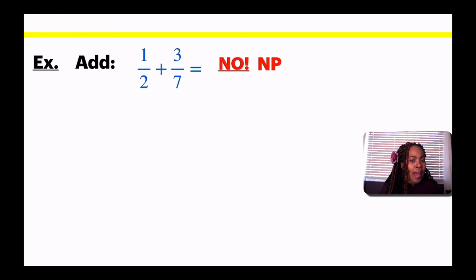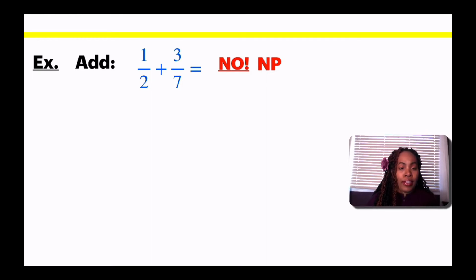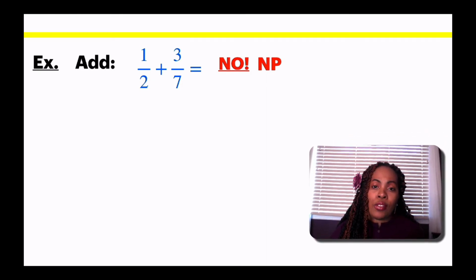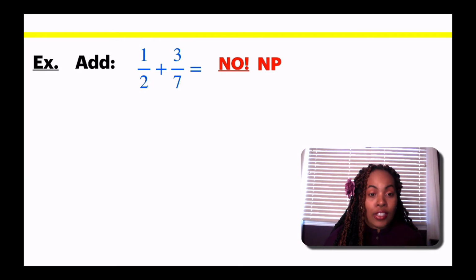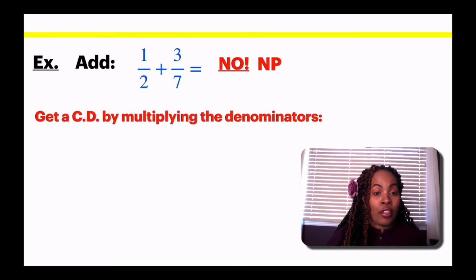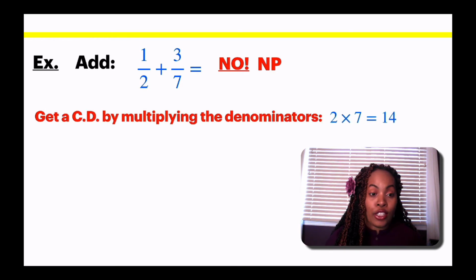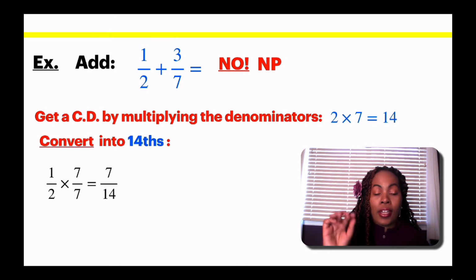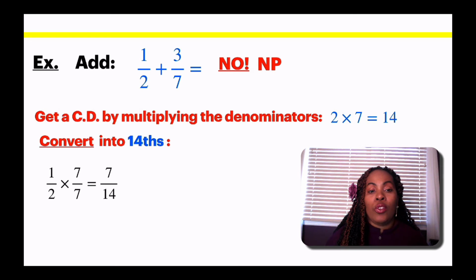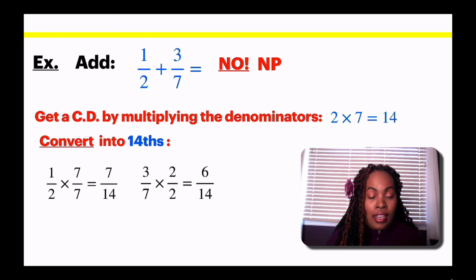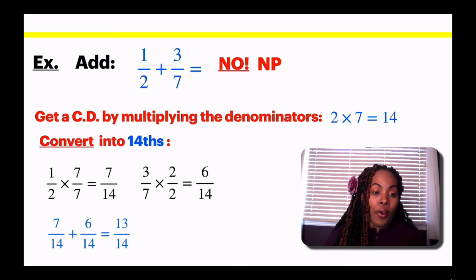Now this time if we convert by multiplying by the denominators, 2 times 7, that gives us 14, okay? So now we can convert those halves and those sevenths into 14ths. Let's go. 1/2, multiply it by 7/7, you get 7/14. Now take the 3/7, multiply it by 2/2, and then you get 6/14. Now that they're the same things, we can add. So 7/14 plus 6/14 equals 13/14.